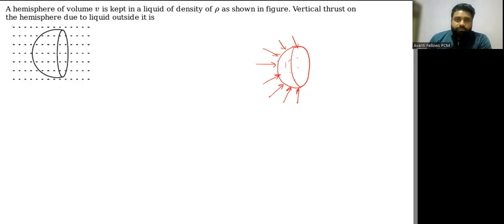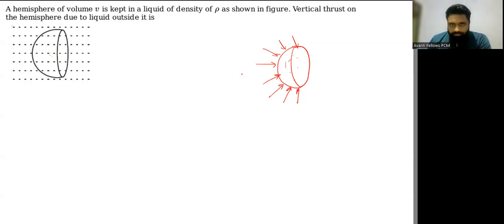Okay. For these types of questions, if the thrust is being asked and there is a certain type of body given to you inside the liquid, you just have to calculate the liquid inside it. How much liquid it can hold is able to put the thrust on this, because if this liquid is present inside it, it has a weight acting down. So this is the vertical thrust that is applied on this hemispherical bowl.